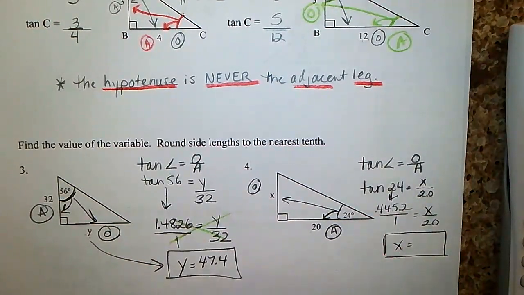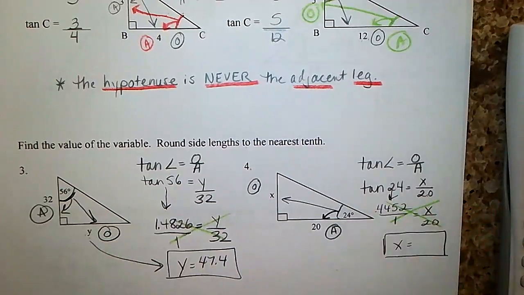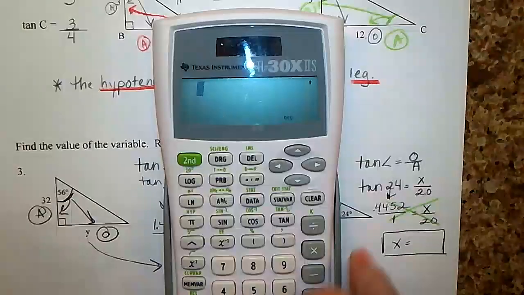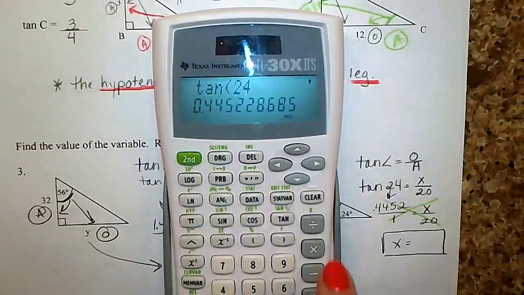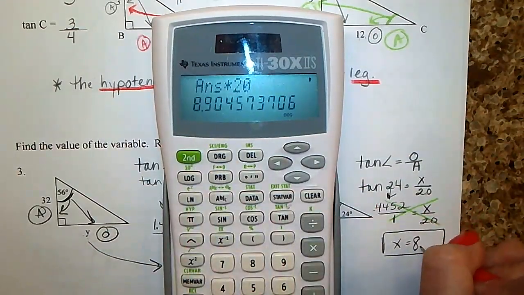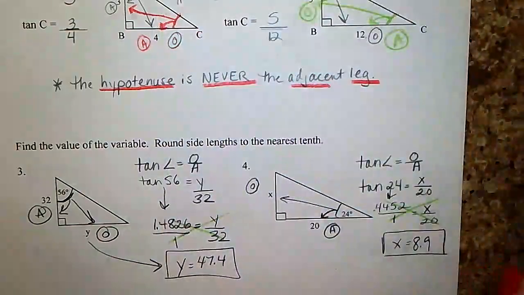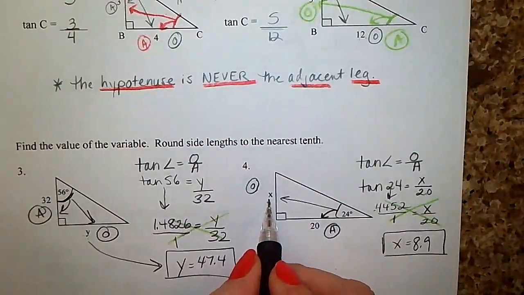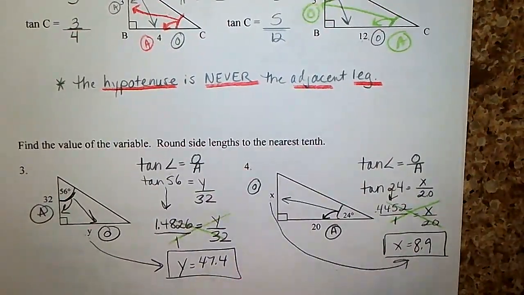And now I'm going to cross multiply. So once again, in your calculator, we have tangent 24 times 20. And we're going to get 8.9. So that missing side length there is going to be 8.9. That's what this one is right here. That is the length of our side.